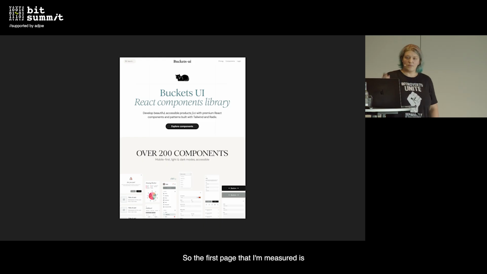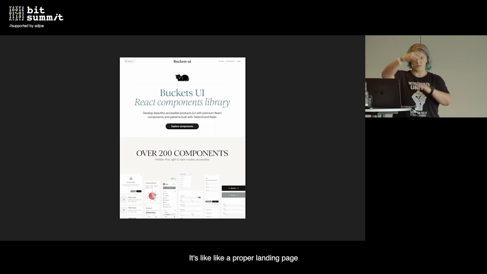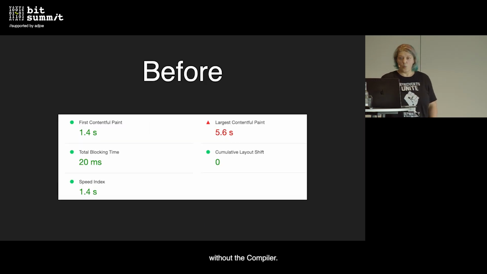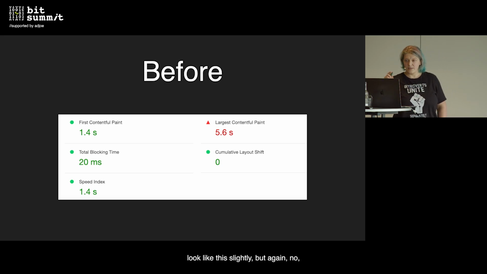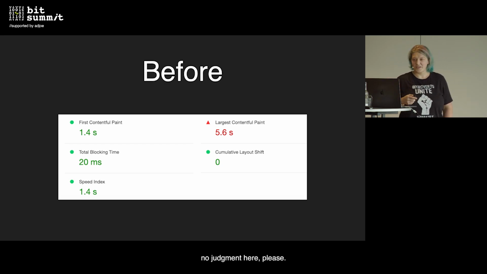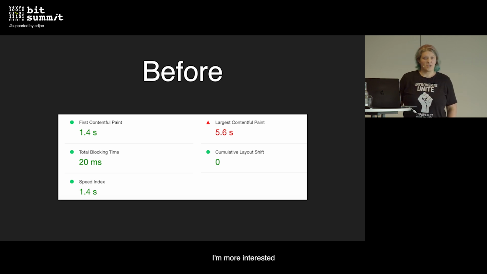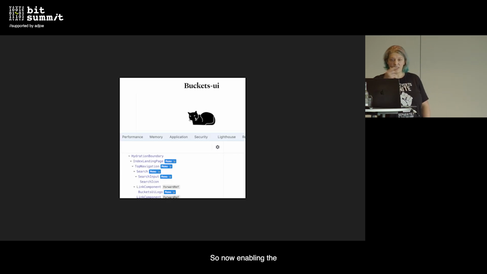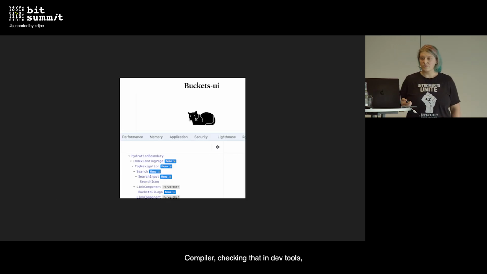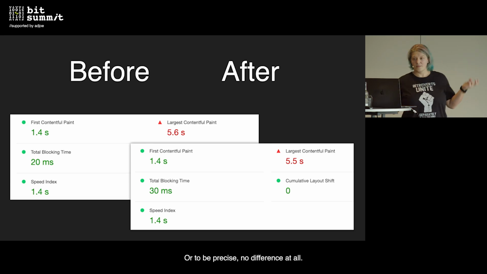So the first page that I measured is the landing page. It's beautiful and really, really long. It's like a proper landing page. Without the compiler, the stats for the initial load look like this. Slightly meh, but again, no judgment here, please. In any case, I'm more interested in the relative numbers than the absolute numbers for this case. So now enabling the compiler, checking that in DevTools, a whole bunch of memoized components, so it's working. And here's the difference. Or to be precise, no difference at all.